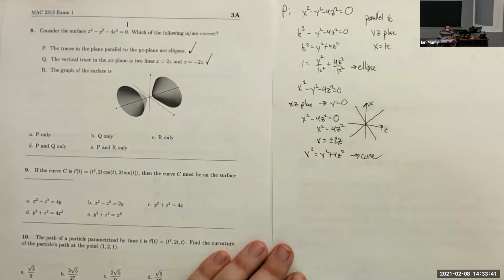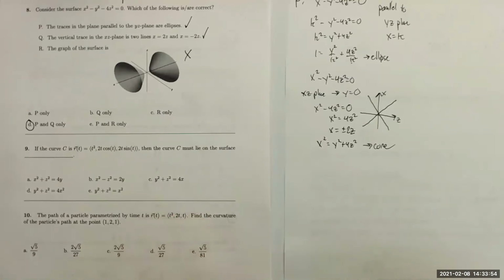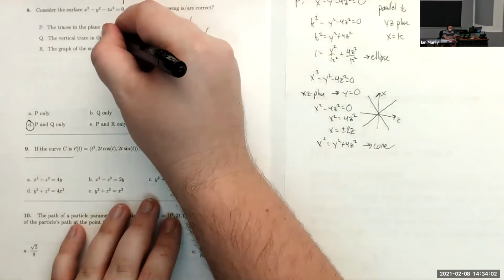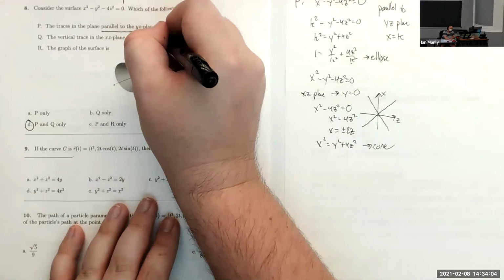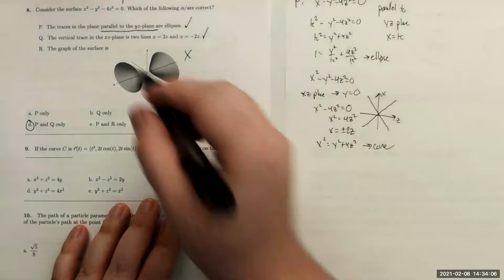Dr. Mann, yeah, I have a question. Why did you plug in K for X, but then when you check the XZ plane, you plugged in 0 for Y? That's because in the first one, they said parallel to the YZ plane, so that could be any X value. But in this one, they specifically wanted in the XZ plane, which is specifically Y equals 0. Yeah, that makes sense. Thank you.